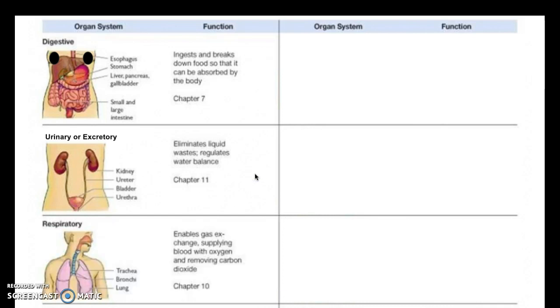Respiratory. Next one, second one down on the left on your note-taking guide. The respiratory's major role is to exchange gases, to breathe in oxygen, give the oxygen to the blood, and remove carbon dioxide by exhaling it out. And some major organs here, obviously the lungs. You could put the trachea, bronchi, those little things inside your lungs, which we're going to talk about later.